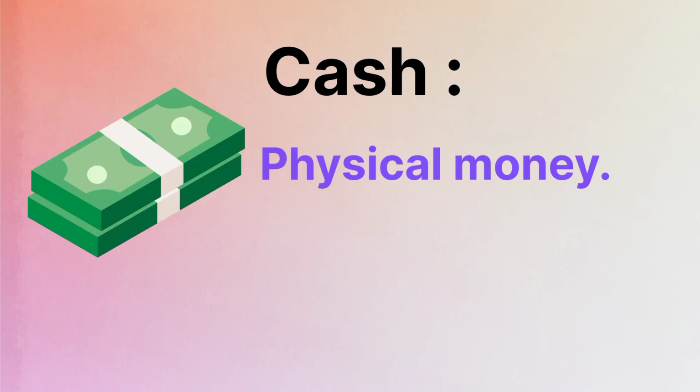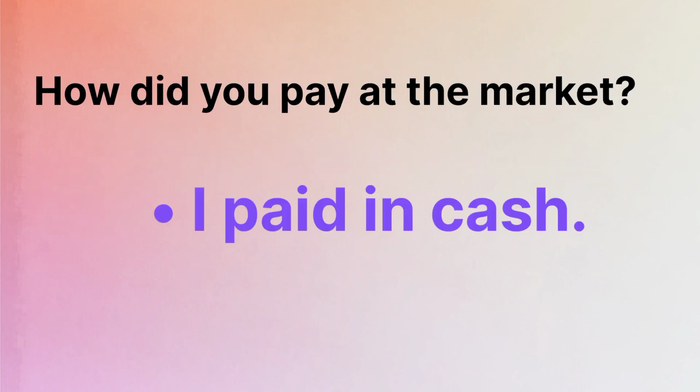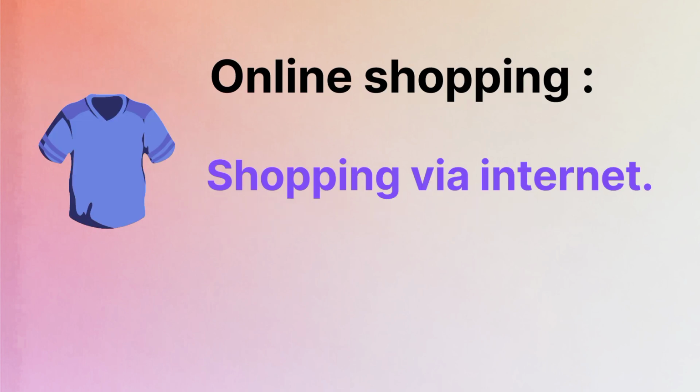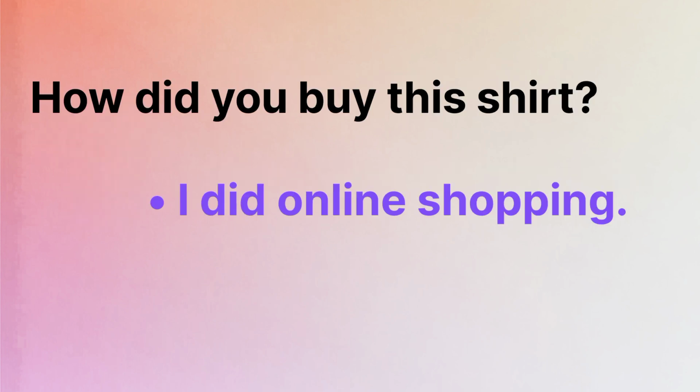Cash. It means physical money. For example, how did you pay at the market? I paid in cash. Online shopping. It means shopping via internet. For example, how did you buy this shirt? I did online shopping.